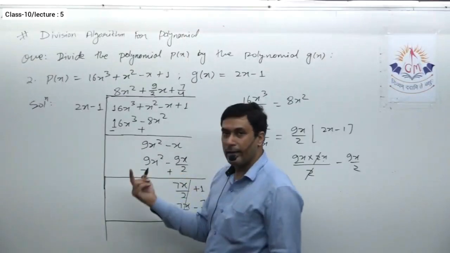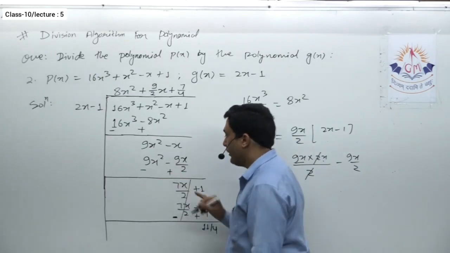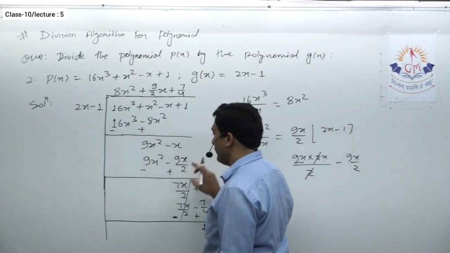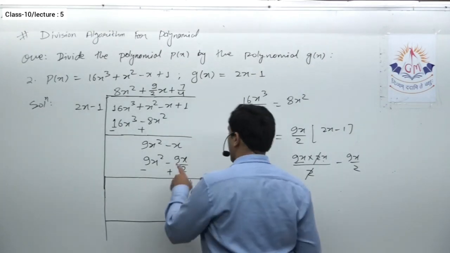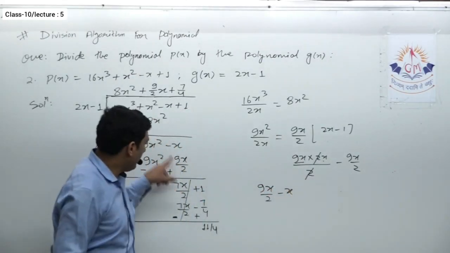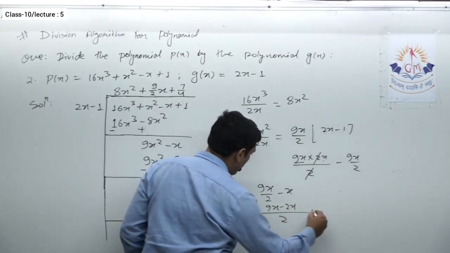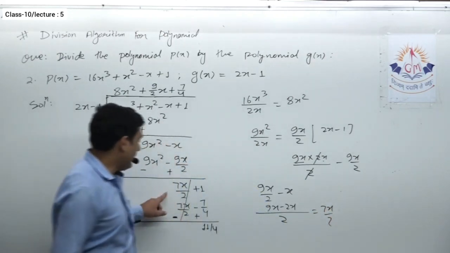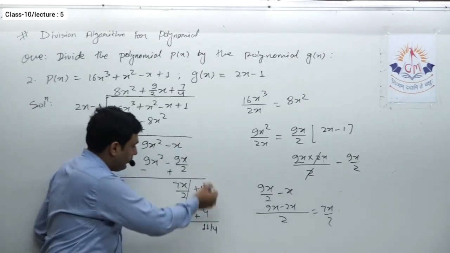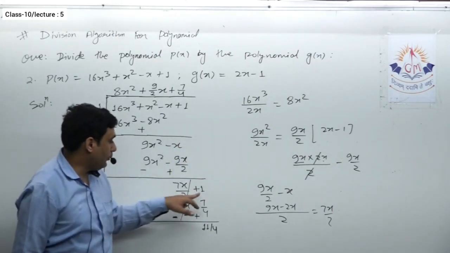Okay, after this again I have to do subtraction. For that, as it was positive, I took it negative, and as this is negative, I took it positive. So plus 9x square minus 9x square cancel out. Now here minus x and plus 9x by 2. So for that I did this positive 9x by 2 minus x. On subtraction, here I will get 9x minus 2x by 2, that is 7x by 2. So here I wrote 7x by 2. Now I took 1, the last term, over here. Okay, now 7x by 2 plus 1.